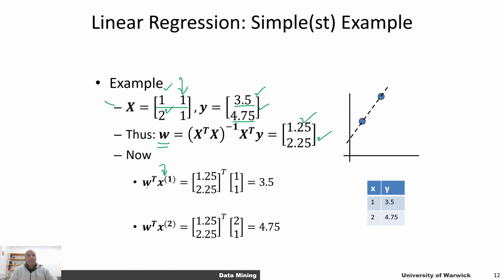Now if we go ahead and multiply our given first example, which is 1, 1, with this weight vector, which is 1.25, 2.25, then the value that we get at the output is 3.5, which matches our training data value. Similarly, for the other example, 2, comma 1, with the same vector, we get 4.75.